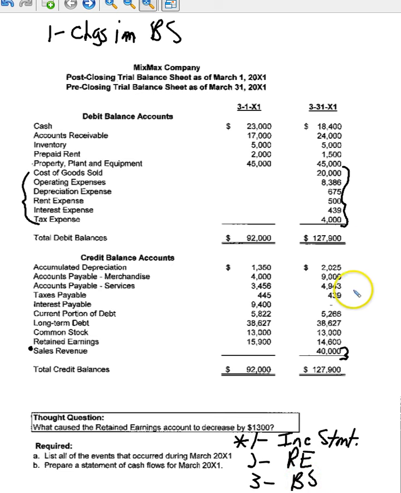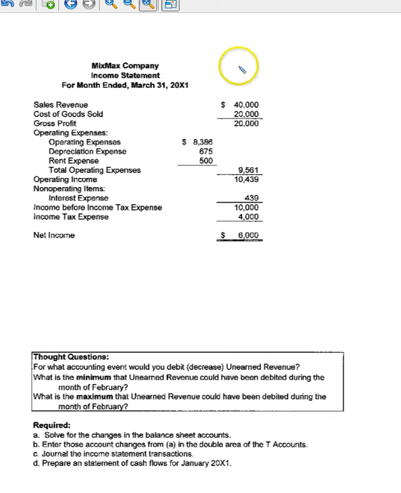Okay, so here we have the income statement. So here's sales. Here's all our expense accounts. So just set those up. Sales, subtract your cost of goods sold to get your gross profit. Subtract the operating expenses to get operating income. Subtract other expenses, which will be interest, to get income before taxes, and then subtract your income tax expense. So write that out.